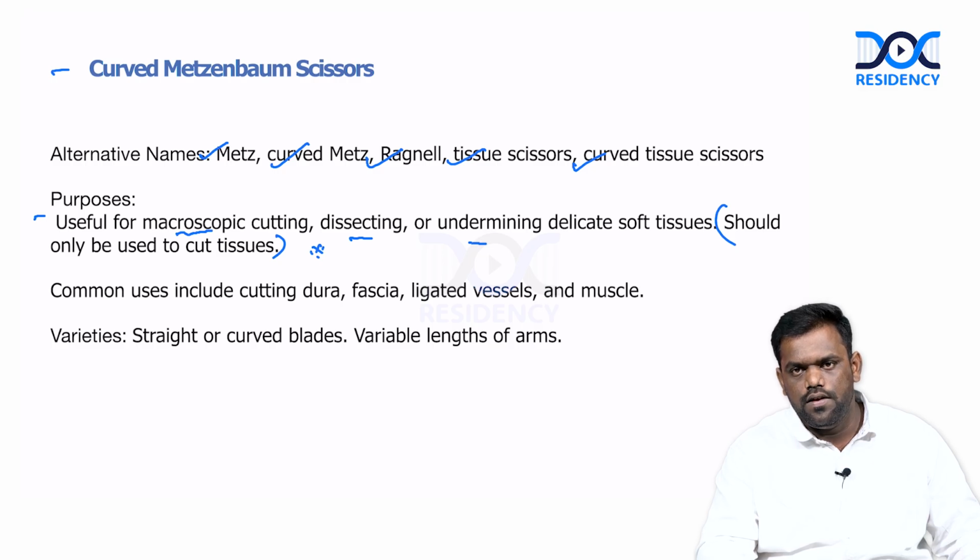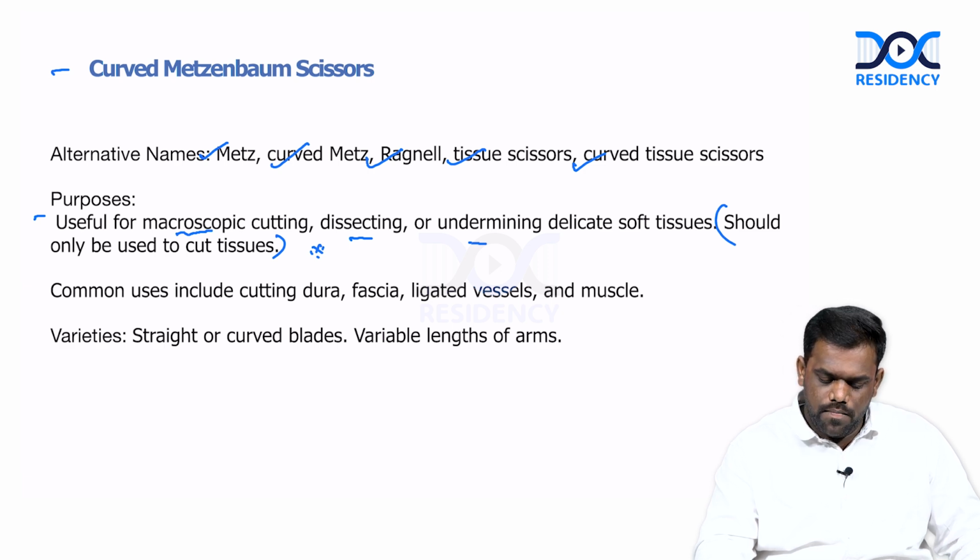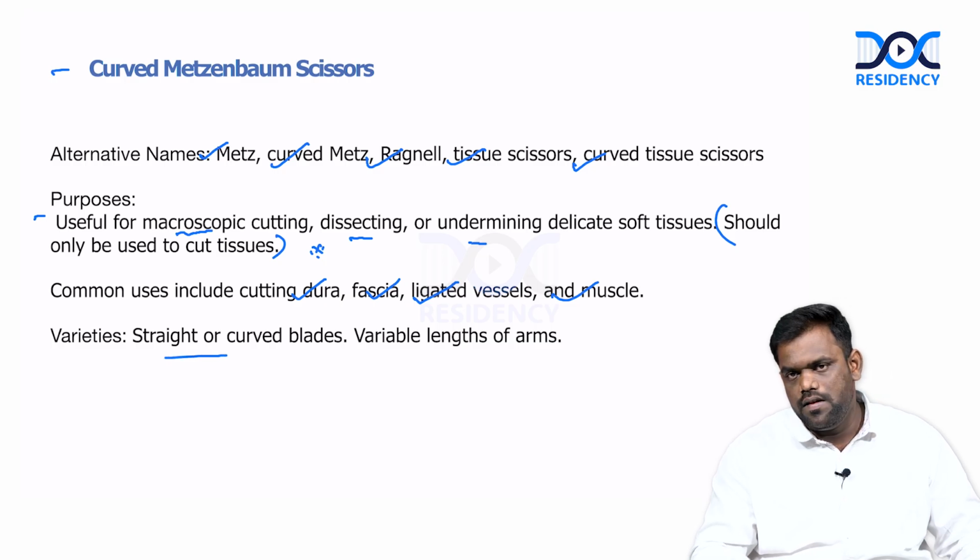We can use it only to cut soft tissues, otherwise the blade sharpness will be lost and the instrument will be wasted. We can use it only to cut the delicate soft tissues. Its common uses include cutting dura, fascia, ligated vessels and muscles. It is available in straight and curved blades and in variable lengths.